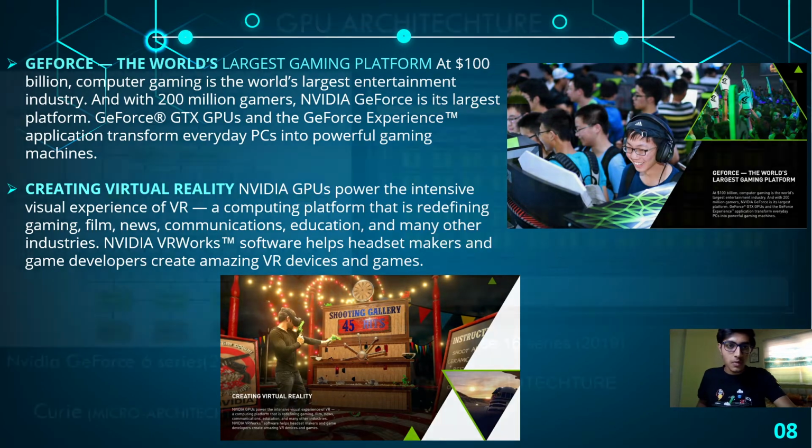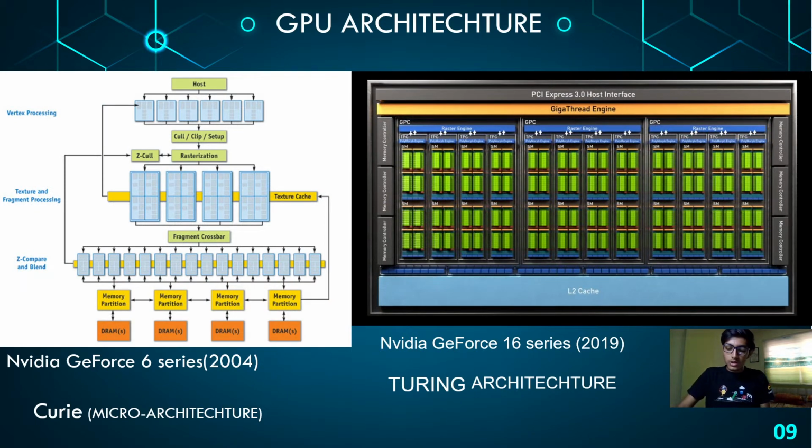Let's move forward. Now, coming to GPU architectures. Here you can see two examples. One is the NVIDIA GeForce 6 series and another is the NVIDIA GeForce 16 series, which came in 2019. The NVIDIA GeForce 16 series is, as you know, the GTX 1650, 1660, 1650 Ti, based on Turing architecture, and the earlier one is based on Curie architecture.